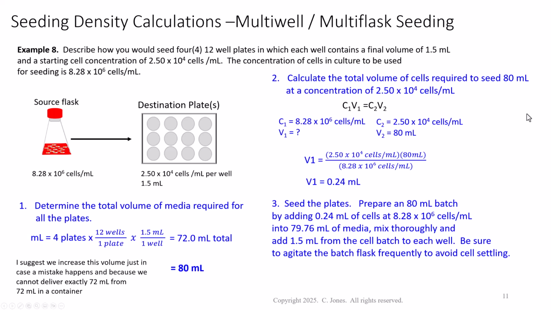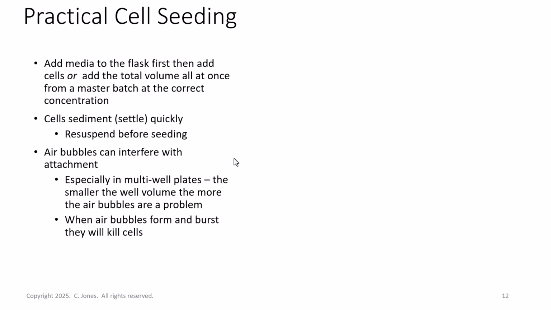And again, be sure to agitate the batch flasks frequently to avoid settling. Once you've pipetted all the cells in, being careful to avoid shear, so you pipette slowly and evenly, then you would give the plate back and forth and side to side agitation to make sure that the cells get uniformly dispersed throughout the wells.